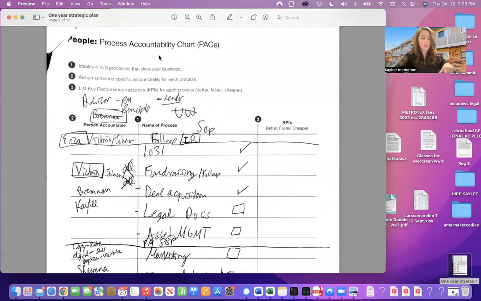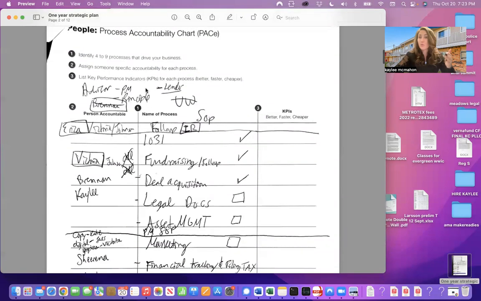So this is going to go into later on. When I talk about a standard operating procedure, I'll cover that later and how to create these and whatnot. But essentially, this chart helps you to identify 4 to 9 processes that drive your business. So I had to, throughout a week, take a sticky note and look at every single thing that we were doing that was a core process that we were doing over and over and over again, right?